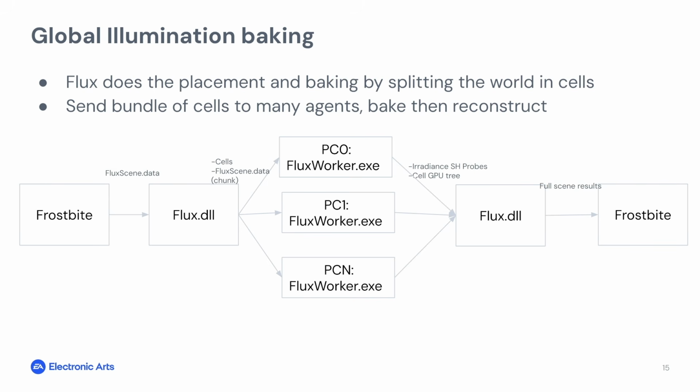Flux then divides the work. It actually duplicates the scene data across the workers, but it only does it on area. So effectively, each area of the game, which we call a cell, will have a little bit of the neighbor area as well, so we can have proper stitching. All these areas are then stitched together once we get the results back from the network by Flux DLL, and then that generates the final bake results, which is the probe grid and then the light maps.